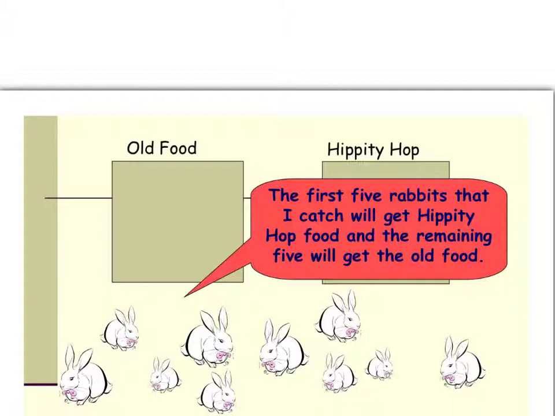So I'm going to change this experiment yet again. I'm going to introduce several rabbits into the experiment, not just Lucky and not just Flash, and so I have rabbits of various sizes to try this stuff on. And I decide that the first 5 rabbits that I catch will get the hippity hop food, and the remaining 5 will get the old food.